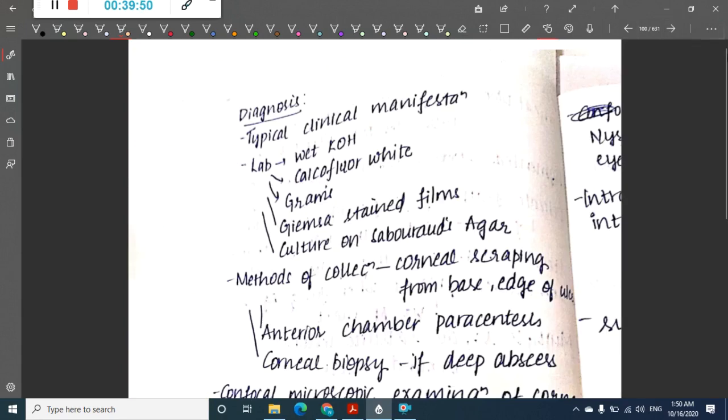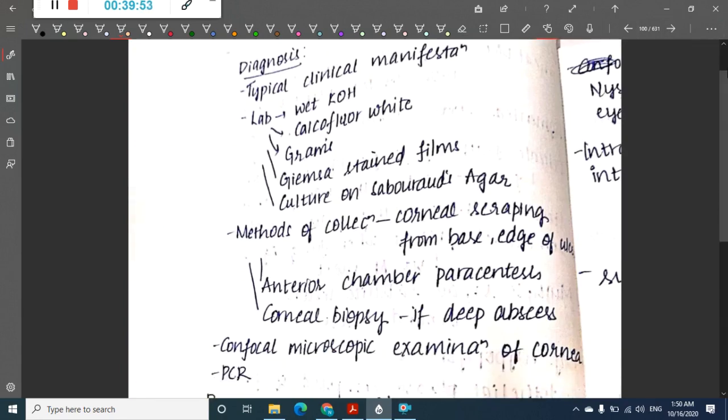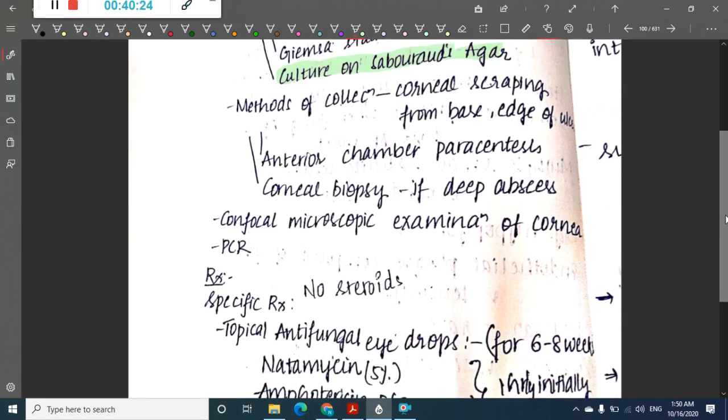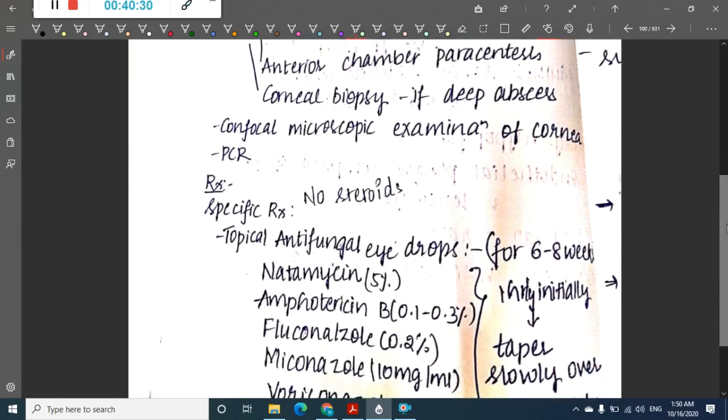Now, diagnosis. You should do clinical examination, and when you think it can be a fungal ulcer, you should do wet KOH or Calcofluor white, and you can do culture on Sabouraud dextrose agar, which gives a positive result for fungal staining. To rule out bacteria, gram staining can also be done. Corneal scrapings are taken from the base and edge of the ulcer. You can also do anterior chamber paracentesis, or corneal biopsy if there is a deep abscess.